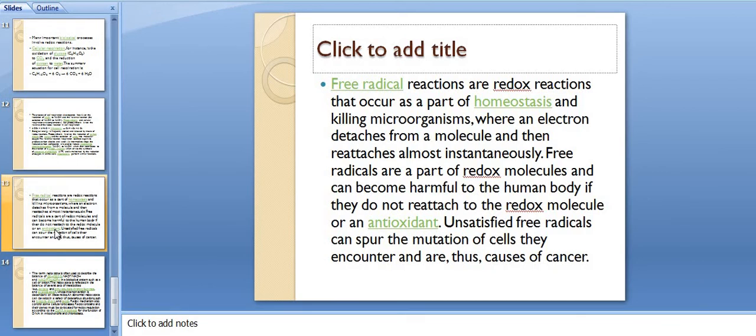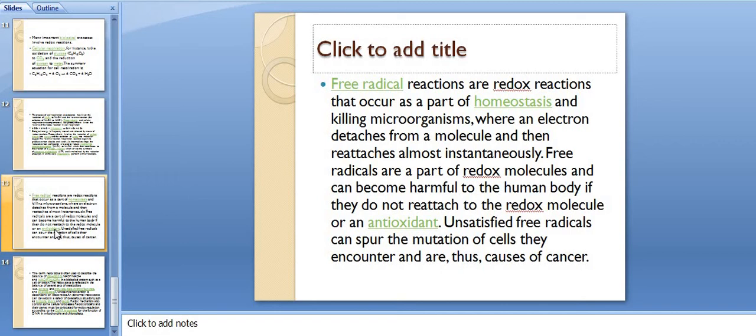Free radical reactions are redox reactions that occur as a part of homeostasis and killing microorganisms, where an electron detaches from a molecule and then reattaches almost instantaneously.